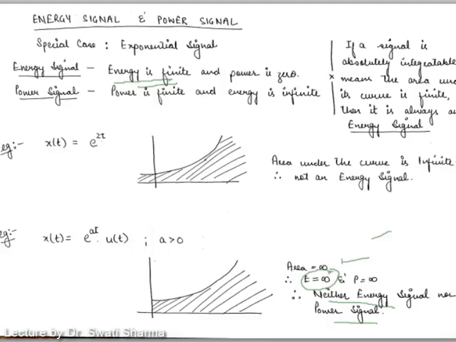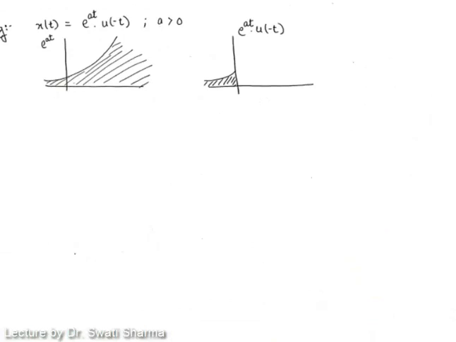Now let's move forward and discuss some more examples, exponential only. Now here please notice that the same exponential signal where e to the power at, and this is a rising exponential where a is greater than 0. Now what I have done is I have multiplied this signal with u of minus t, that means the folded version of unit step signal.